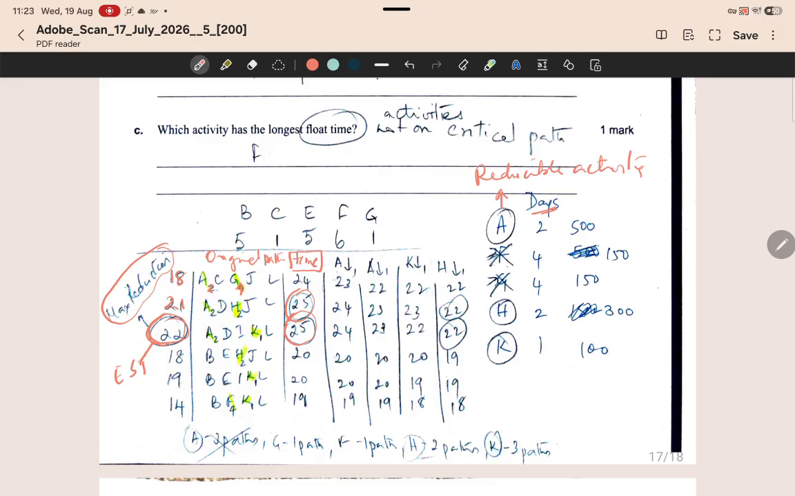So if you reduce more than 3 days, that means that you have made a mistake. So having a maximum reduction column is really useful. Now, how do you go about deciding which activity you're going to reduce first?